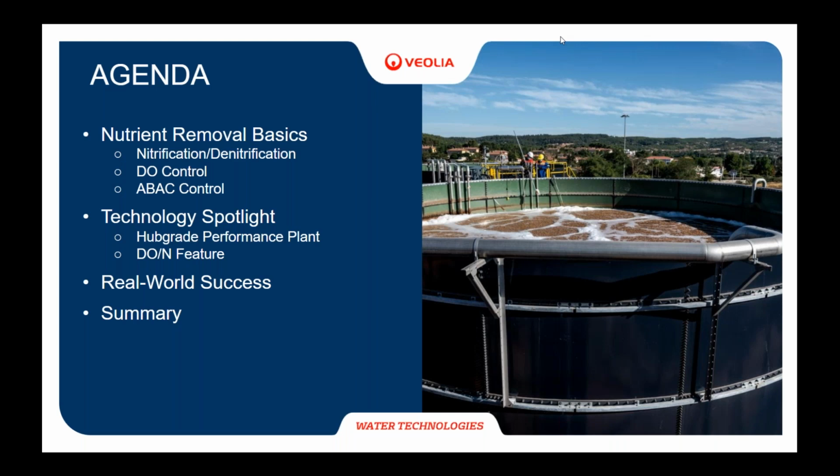And then we'll start to zero in on important aspects of control and where that's gone over the years, from basic DO control to ammonia-based aeration control. And then we'll really get into the heart of what I'm here to share today, and that is the Hubgrade Performance Plant platform that really takes the control of your nutrient removal system to the next level. And specifically, I'm focusing on the DO and nitrogen feature of that platform.